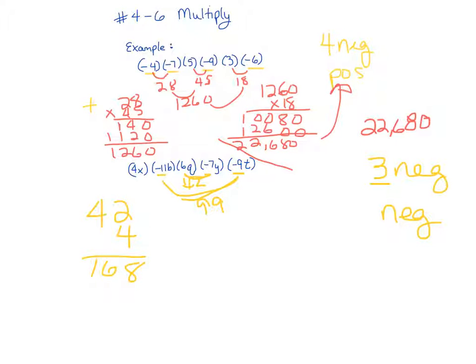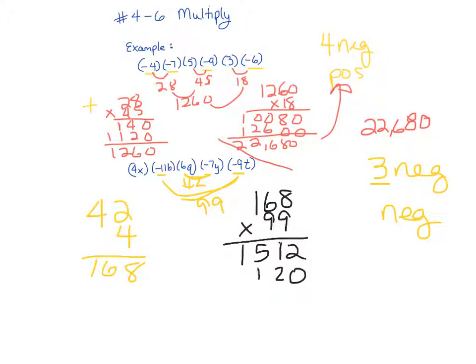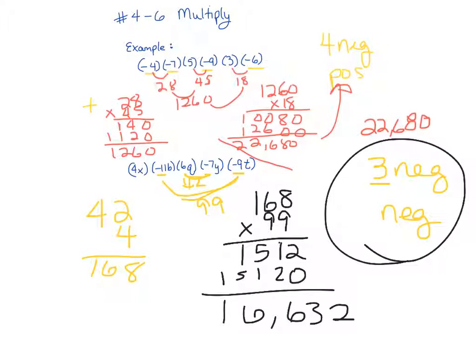Again, the order of how you multiply doesn't matter. You can pick and choose. But once you use a number, you might want to cross it off to remember that you already used it. So 1,512 and then 2151. This gives me a grand total of 16,632. And remember, I counted my negative signs. It was an odd number, so my answer is negative.